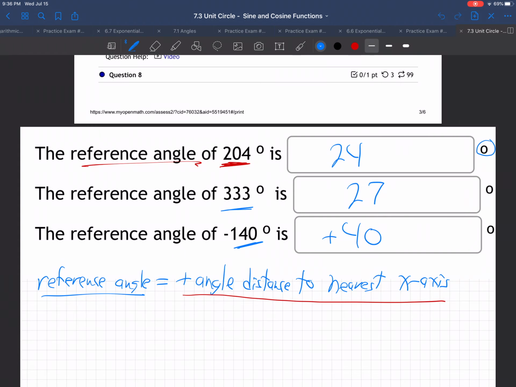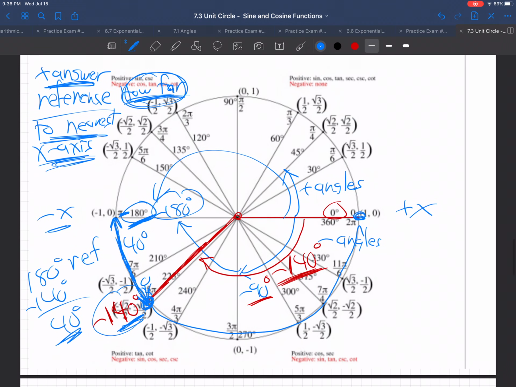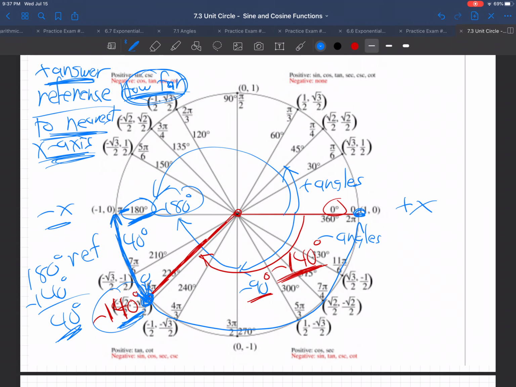You don't need to write a plus sign. They're all always positive. Reference angles are the positive angle distance to the nearest x-axis. That's what it always is. So you just locate where the angle is. I located the minus 140, and then you just say how far to the nearest x-axis, whether that's the negative side, in this case it's closest, and then sometimes it's the positive side. That's what a reference angle is.